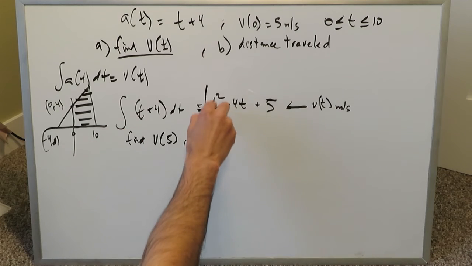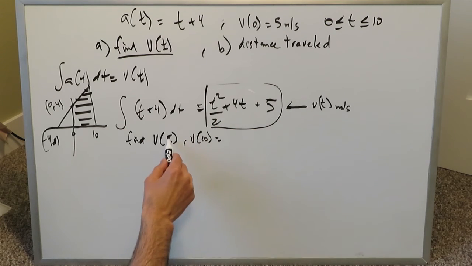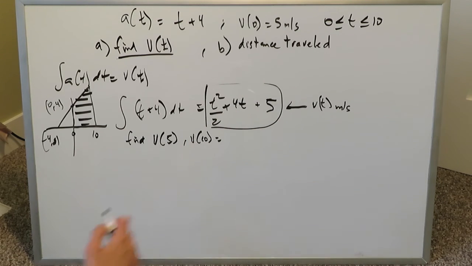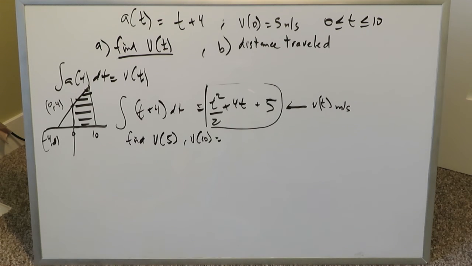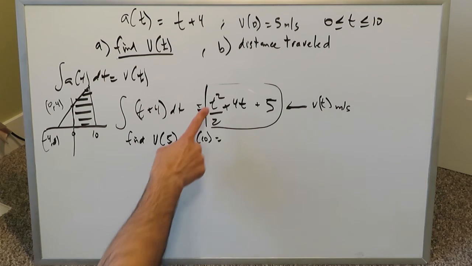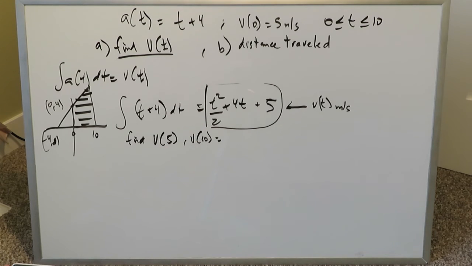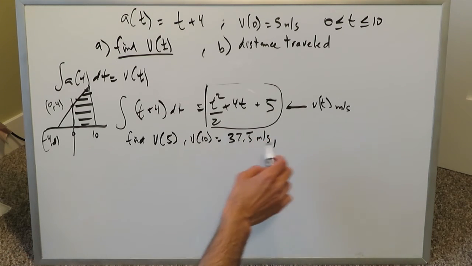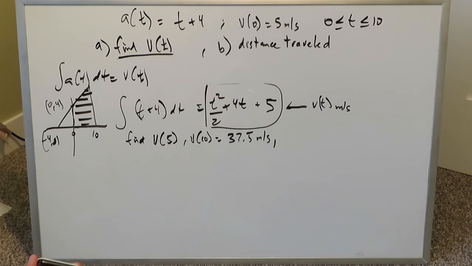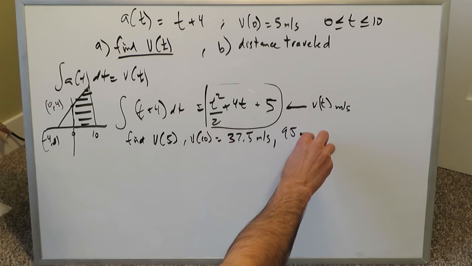You would take this velocity function you have and put 5 over there, and you get your speed at 5 seconds, and you can do the same thing with 10 and get your speed at 10 seconds. And let's just do it. When you put 5, you just put 5 in place of t. You have 25 divided by 2 plus 20 plus 5. There you get 37.5 meters per second for 5 seconds, and for 10 you just put 10 in place of t and you solve it, and then for that you get 95 meters per second.